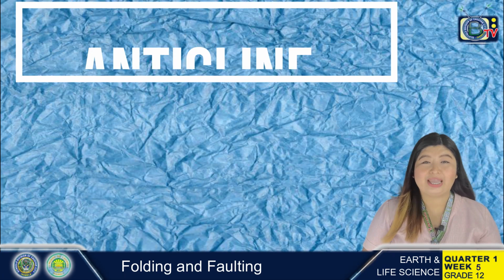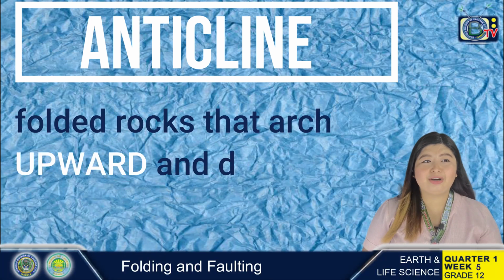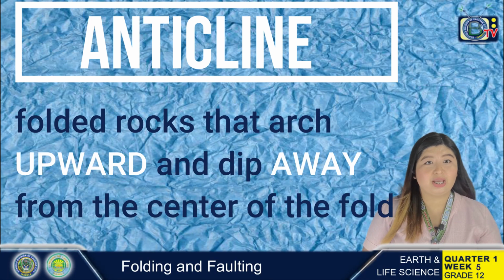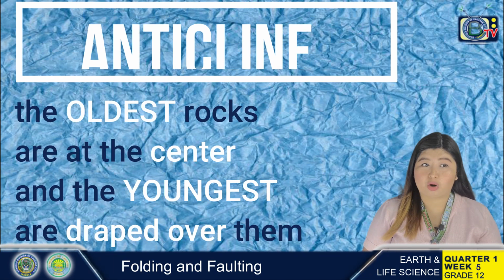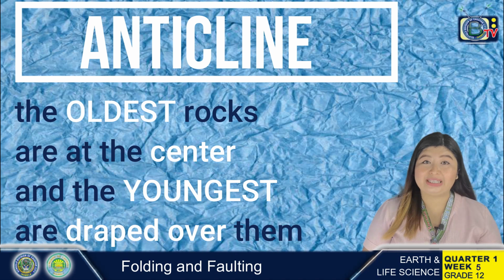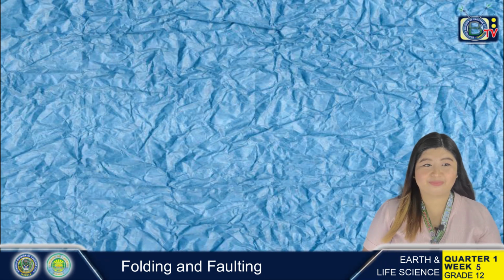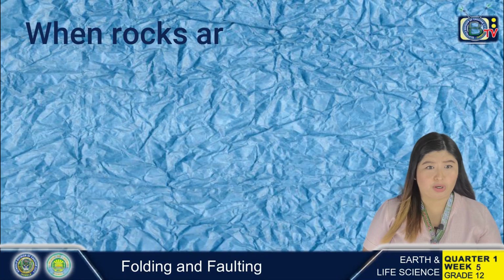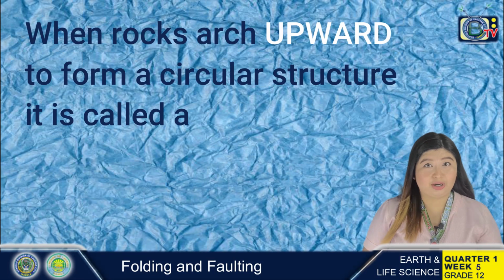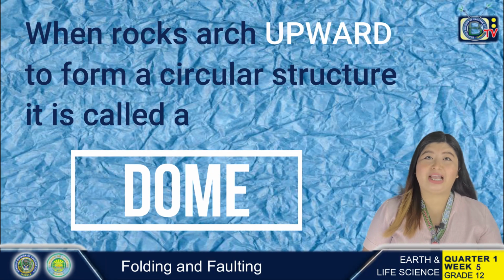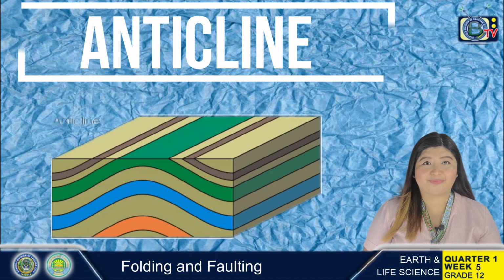Number 2, anticline. These are folded rocks that are arched upward and dip away from the center of the fold. The oldest rocks are at the center of the anticline and the youngest are draped over them. When rocks arch upward to form a circular structure, it is called a dome. Here is an illustration of an anticline.